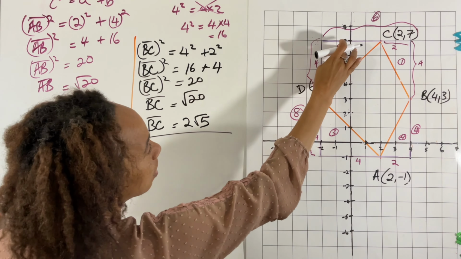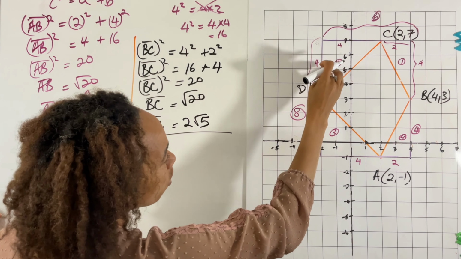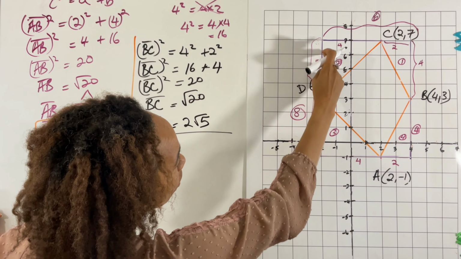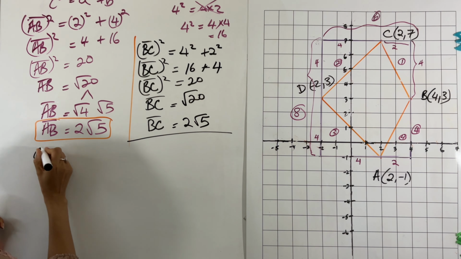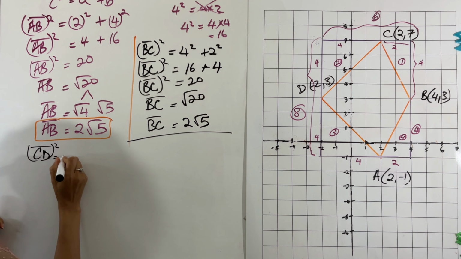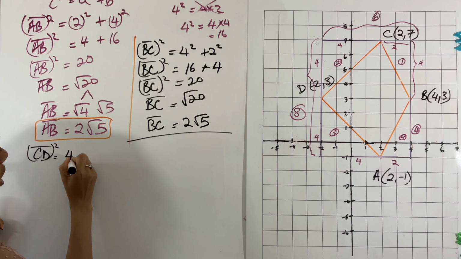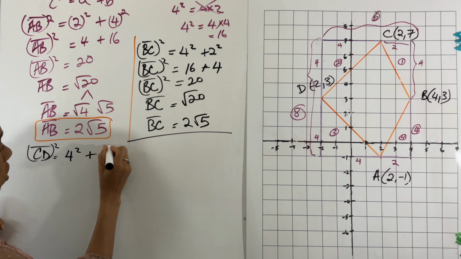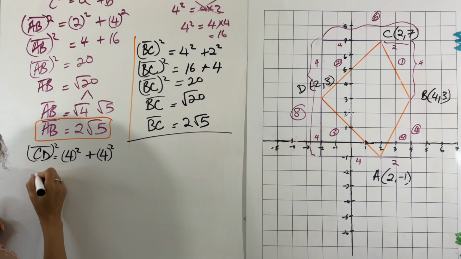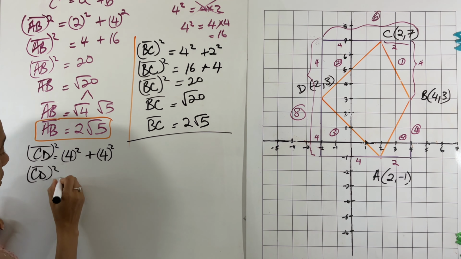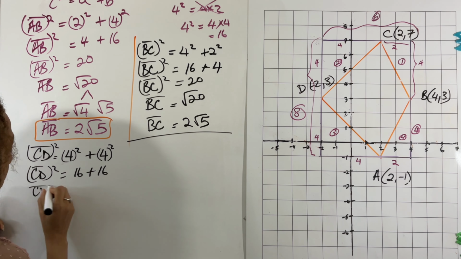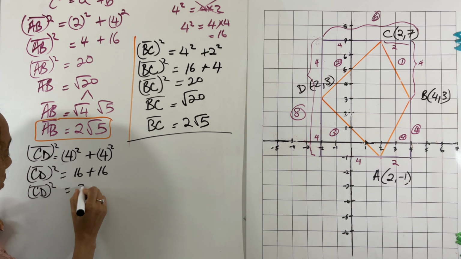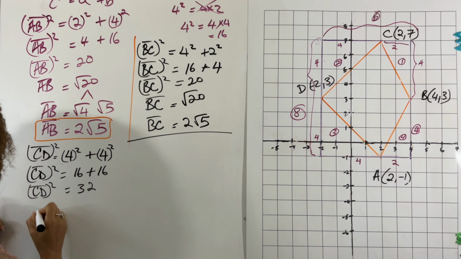Segment CD, this is 4 units over, coming down 4 units here. So segment CD to the second power is going to be 4 to the second power plus 4 to the second power. All right, so segment CD to the second power is going to be 16 plus 16, which is 32. Segment CD to the second power is going to be 32, and segment CD is going to be radical 32.